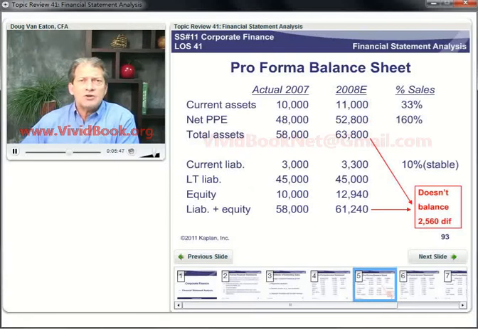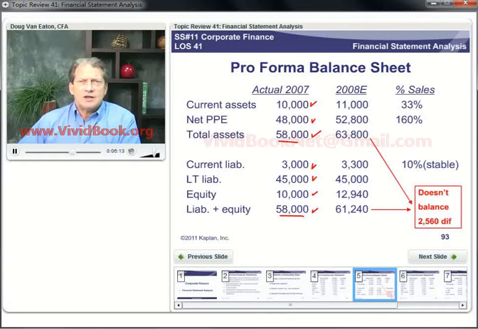On our balance sheet, we have current assets, and this is the prior year, $10,000, net plant, property, and equipment, $48,000, total assets, $58,000, current liabilities, long-term liabilities, equity at $10,000, total $58,000. So our balance sheet balanced. Now, look at the next year.